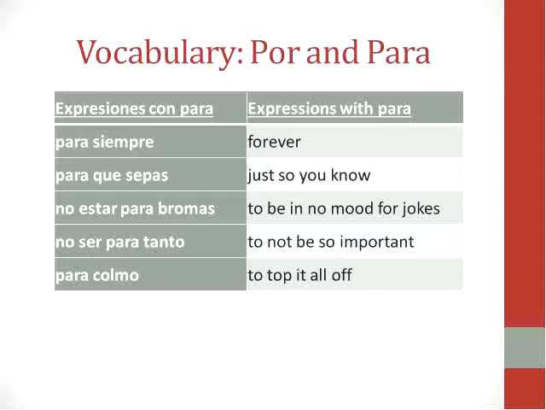Notice when you say an expression, you tie the words together. Just like in English, you tie the words together when you're using an expression. And you'll see some of the expressions in English as we go. So for the first one, it's para siempre. Para siempre means forever. Para que sepas. Just so you know.